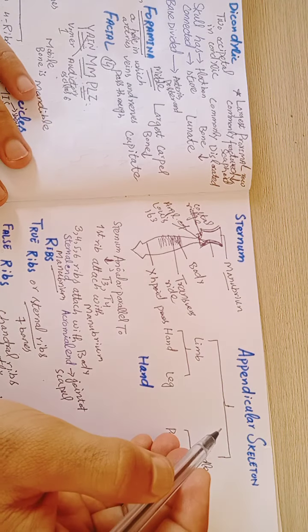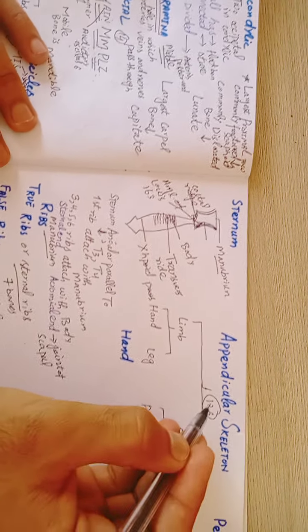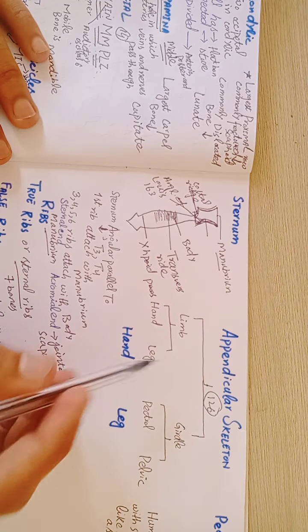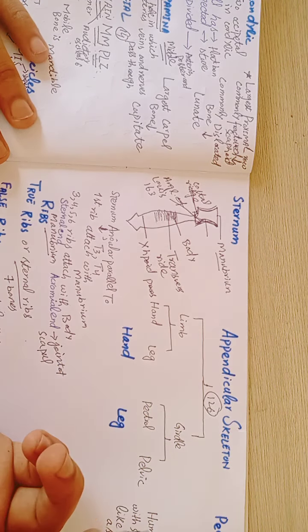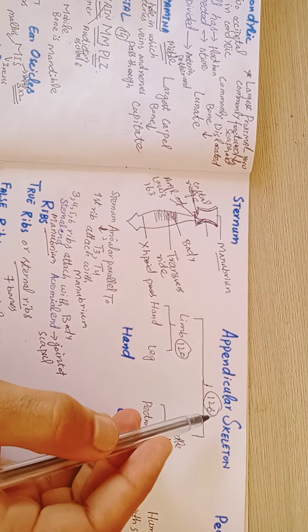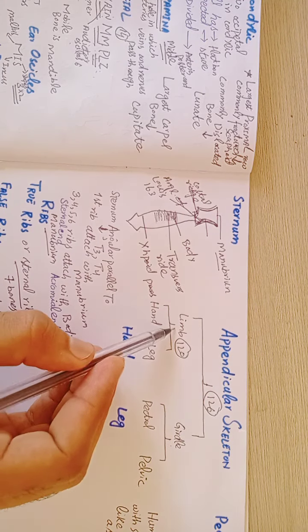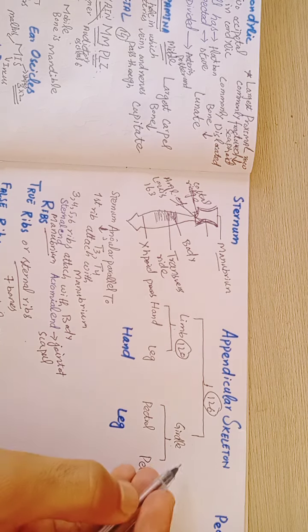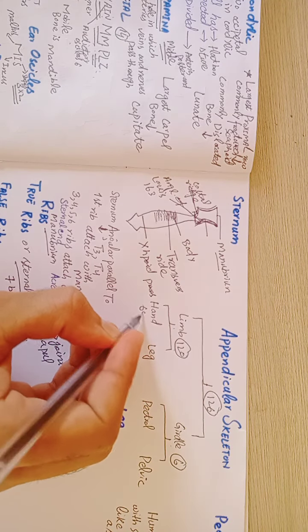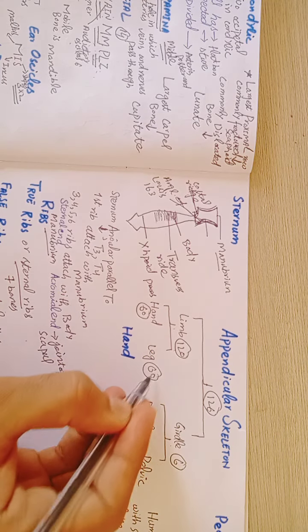Appendicular skeleton consists of 126 bones. It is divided into limbs and girdles. Limbs consist of 120 bones and girdles consist of 6 bones. Hands have 60 bones, and legs also have 60 bones.